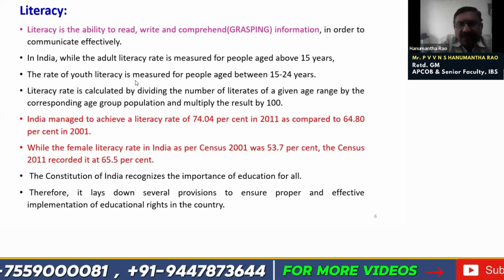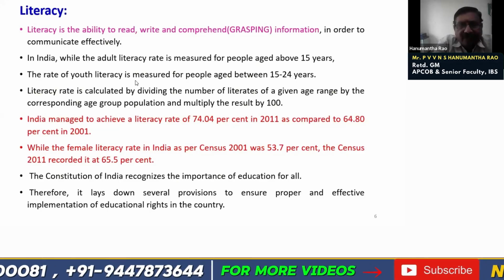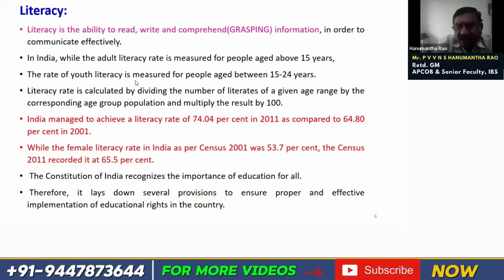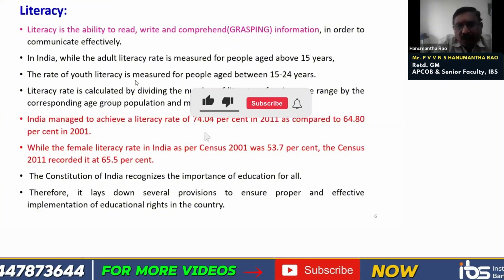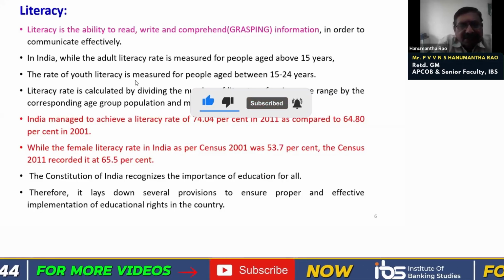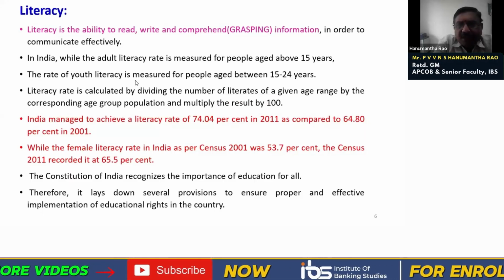Literacy rate is calculated by dividing the number of literates of a given age range by the corresponding age group population and multiplying the result by 100. So normally we know how to calculate these percentages. Literacy rate is calculated by dividing the number of literates.